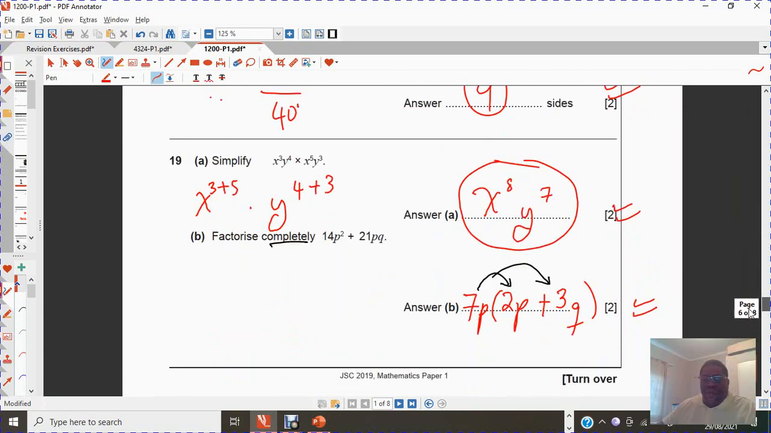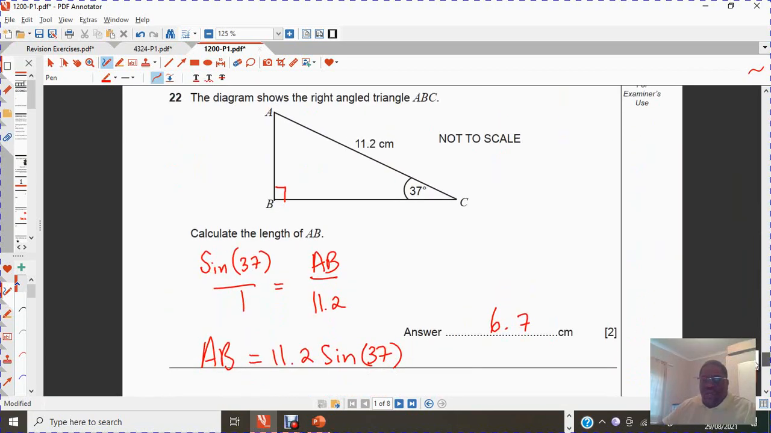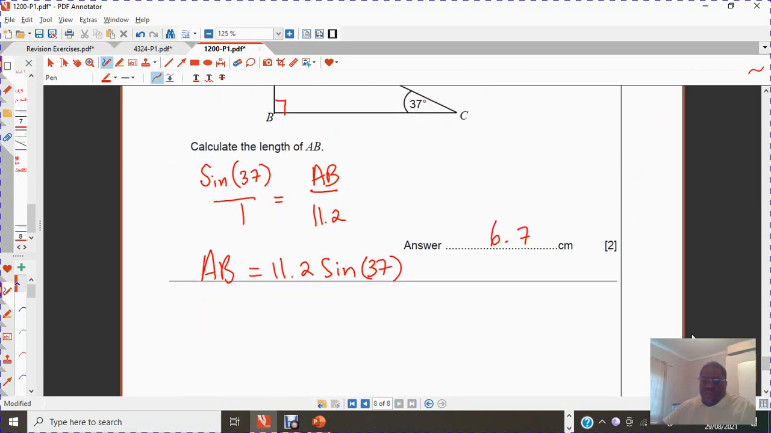I do believe that that is also the last question in this particular paper. To 1 decimal place, 6.7, that is 2 marks. 1 mark there is obviously for the method. So please don't forget to always show your method, because you get marks for working. Show your working: 1 mark for the method and 1 mark for the correct answer.